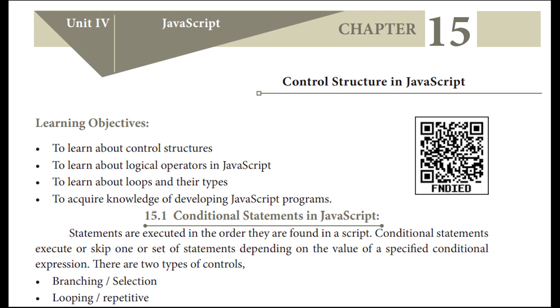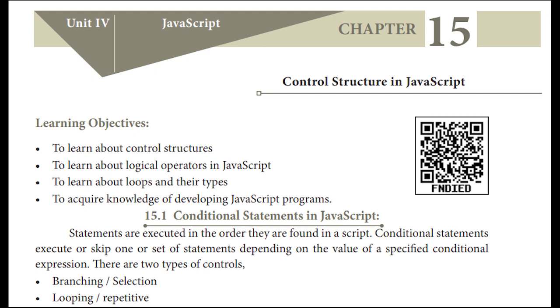Okay, control structure means it is like a conditional statement. It will have a structure which controls. So it can be called conditional statements. Some conditions will be there, and according to those conditions only, the statements will be executed. Here, conditional statements include two types: branching and looping.